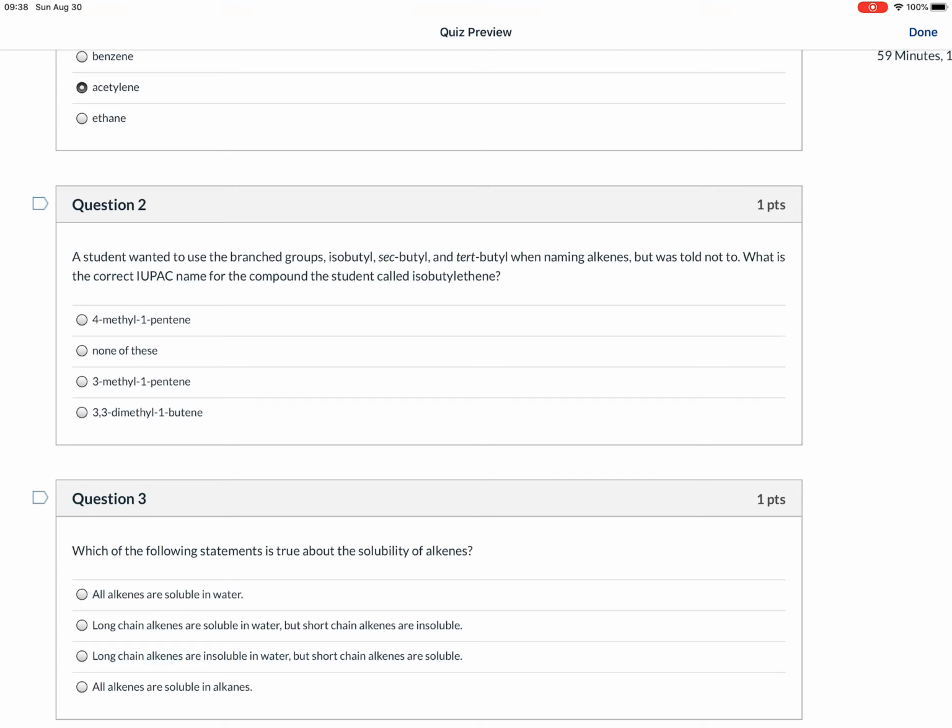A student wanted to use branch groups, isobutyl, sec-butyl, tert-butyl, when naming alkenes, but was told not to. What is the correct IUPAC name for the compound the student calls isobutyl ethylene? So they don't want to use the common names butyl, iso, that kind of stuff. So ethylene, we know, is just a C=C double bond. Now, isobutyl means that on this ethylene, I'm going to stick an isobutyl. So I'm going to have to put a group here. Isobutyl means carbon, carbon, carbon, carbon. There's my isobutyl.